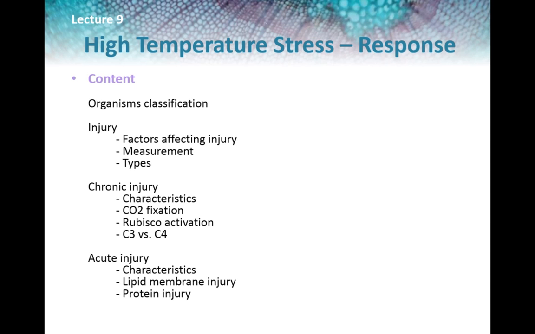In this part of the module, we will go over the following: organisms' classifications according to their thermotolerance, injury, factors affecting injury, measurements for injury, and types of injury. Afterwards, we'll go over chronic injury and define its characteristics, see how that affects CO2 fixation, Rubisco activation, and then we'll have a comparison between the C3 and the C4 plants in chronic injury for heat stress. And finally, we will go over acute injury, where we will talk about its characteristics, its effects on lipid membrane, and its effects on proteins.